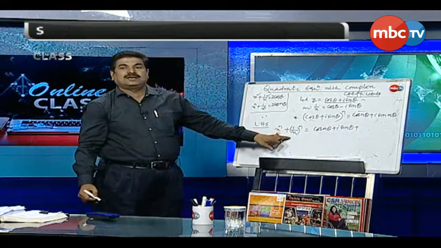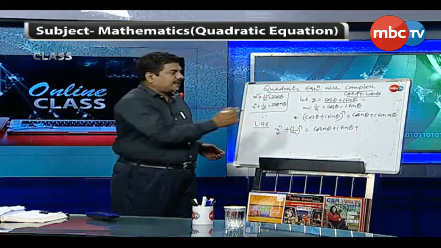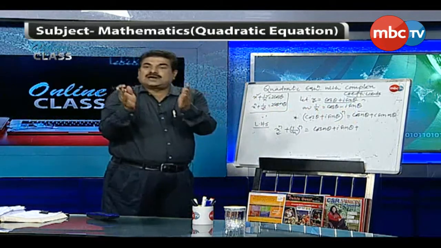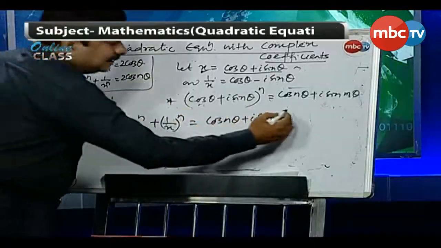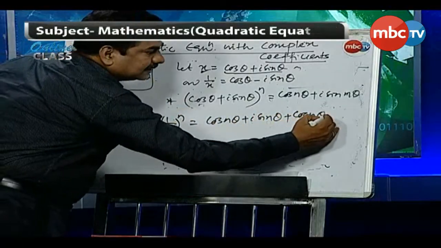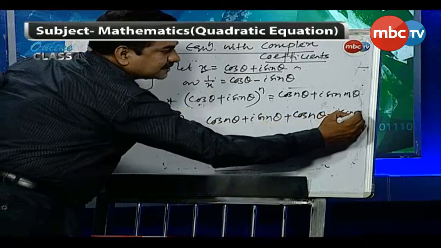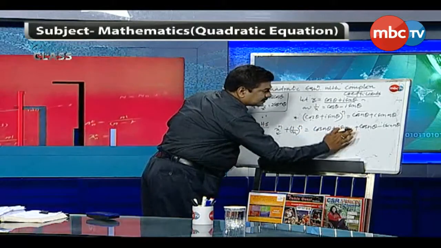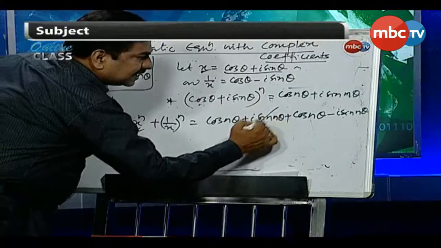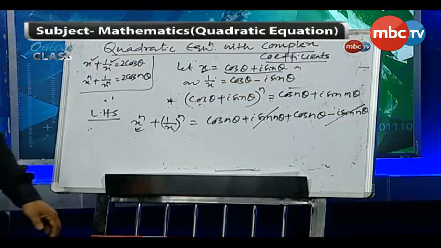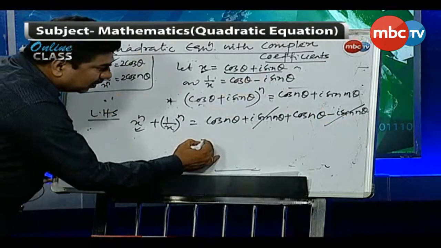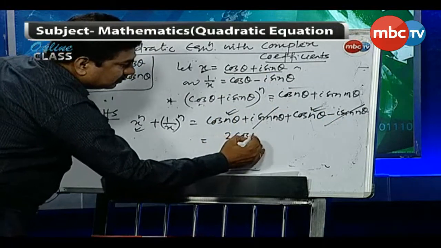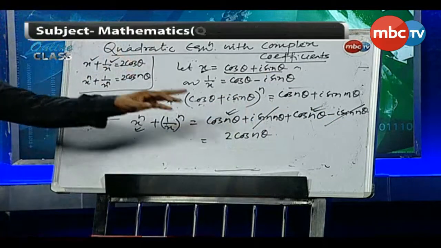Again here you see 1 by x whole to the power n. By using De Moivre's theorem we can explain it as cos n theta minus i sin n theta. Okay, here you see this i sin n theta and i sin n theta cancel, and what will be the value? Cos n theta plus cos n theta, this is equal to 2 cos n theta.